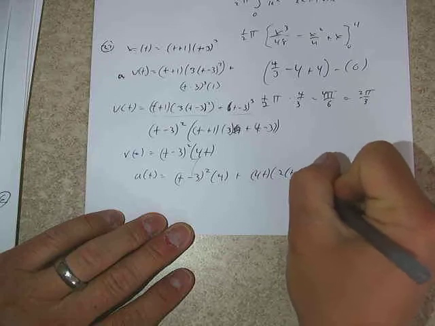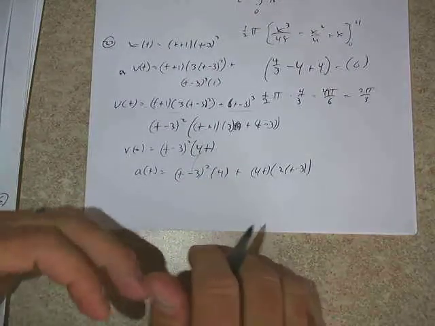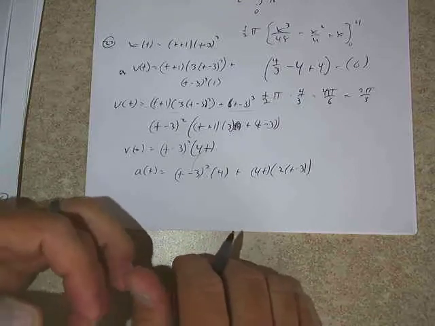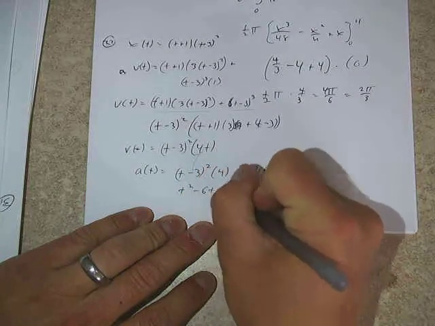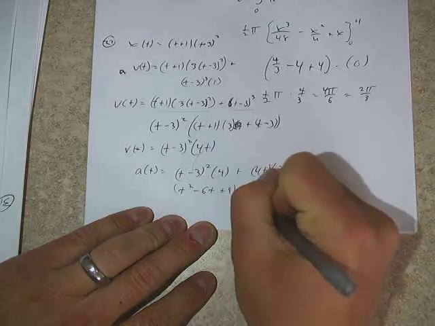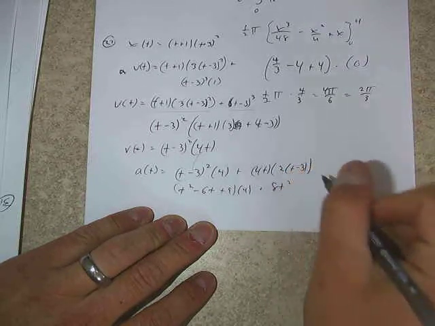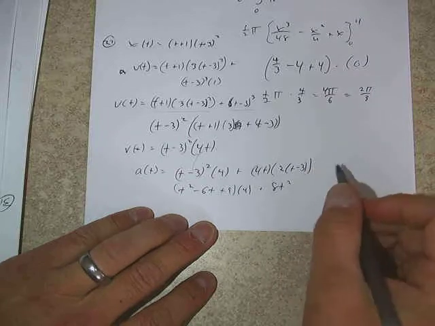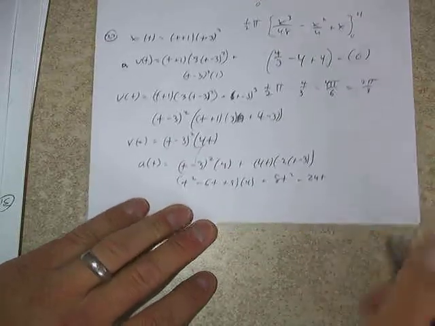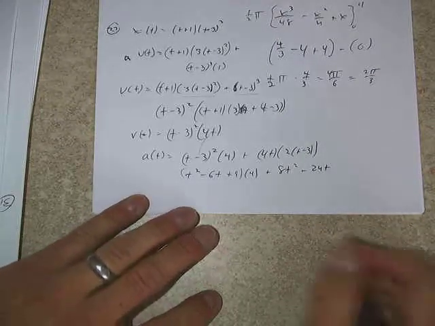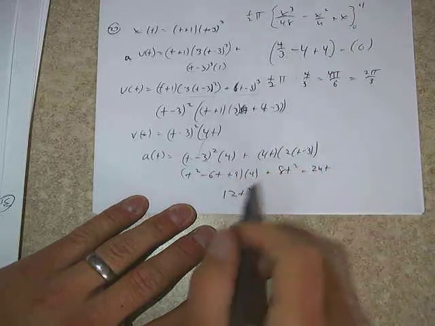In the parentheses, this would be 3t and then 1t, so 4t in here. I'd have 3 here and negative 3 here, so the 3's cancel out, leaving us with 4t. So that being our velocity equation, now we want to find the acceleration equation. Product rule again: (t minus 3) squared times 4, plus 4t times 2 times (t minus 3).